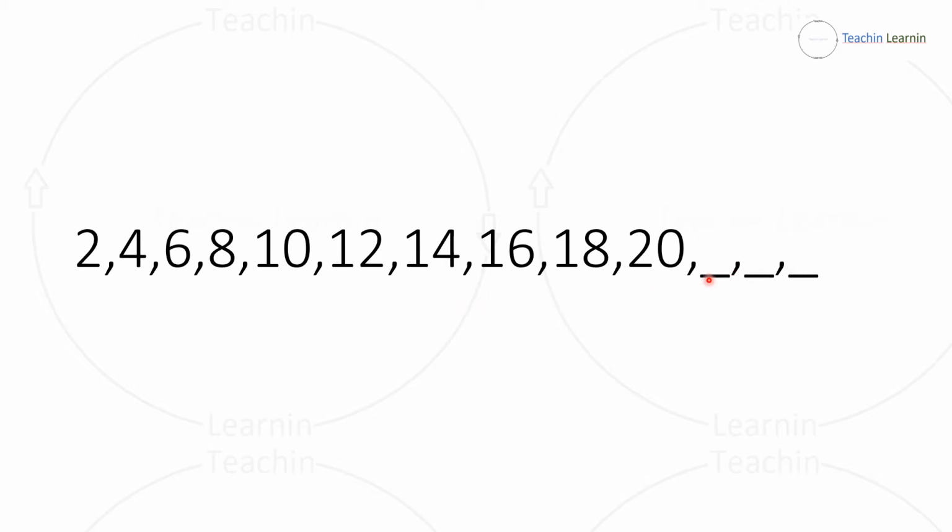Can you fill these three spaces here? Carefully watch all these numbers and try to fill these blank spaces. If your answer is 22, 24, 26, then again you are perfectly right. You are getting smarter. So you are perfectly right.